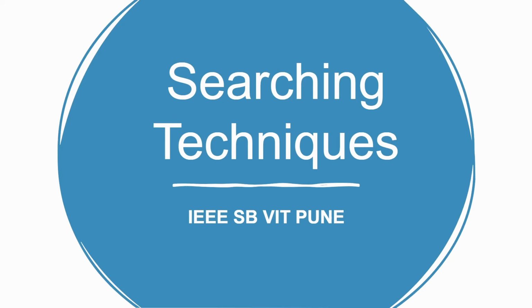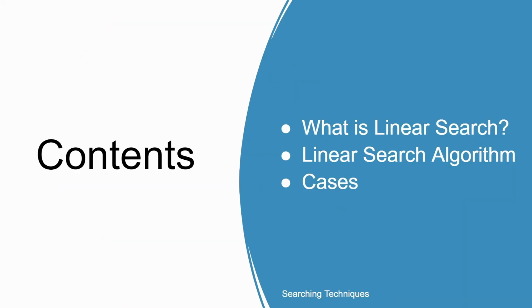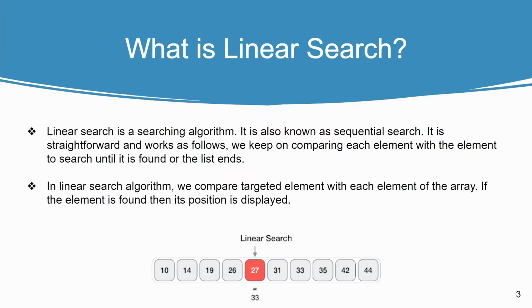Today's topic for the video would be searching techniques. So there are different types of searching techniques and we would start with the very basic one, which is the linear search. So the contents of this video would be what is linear search algorithm and different types of cases in linear search. So what is linear search?